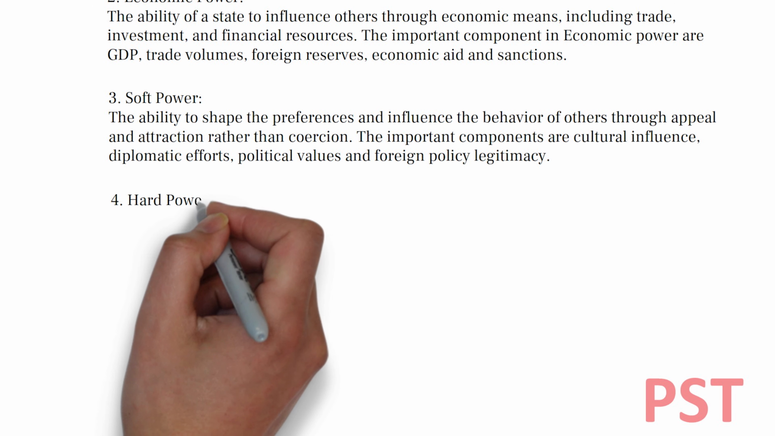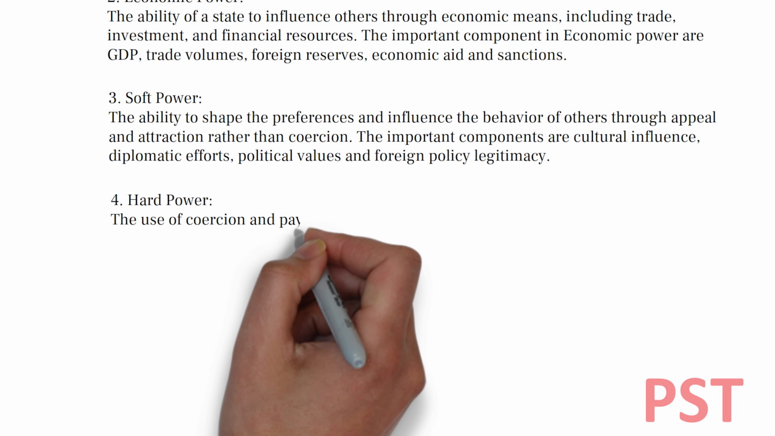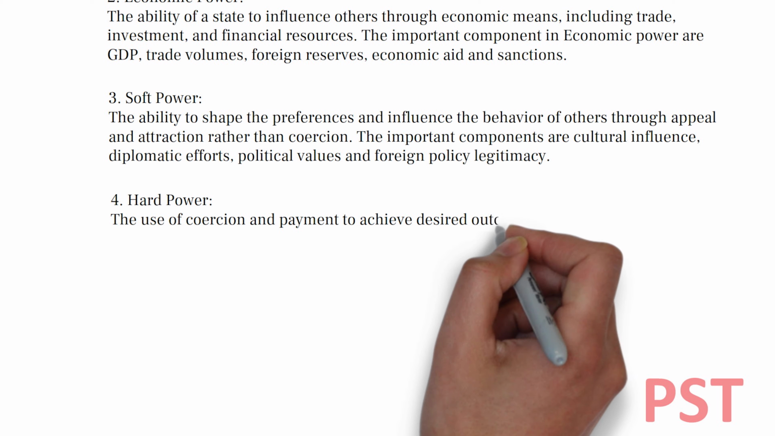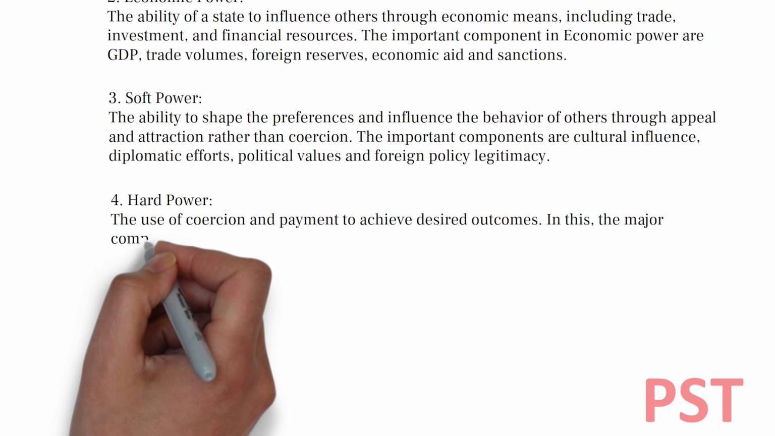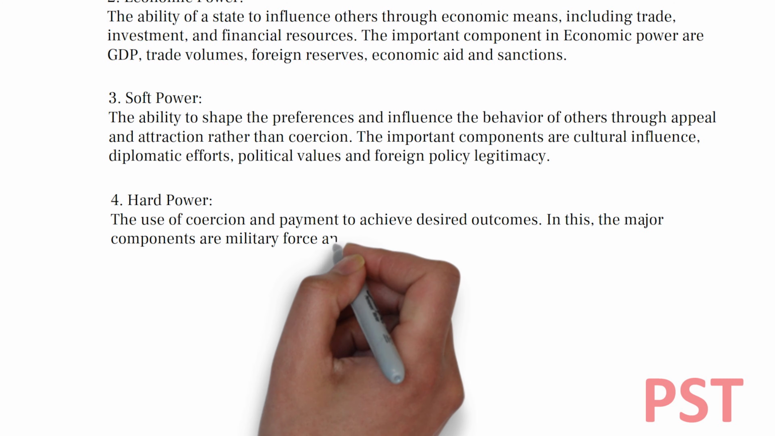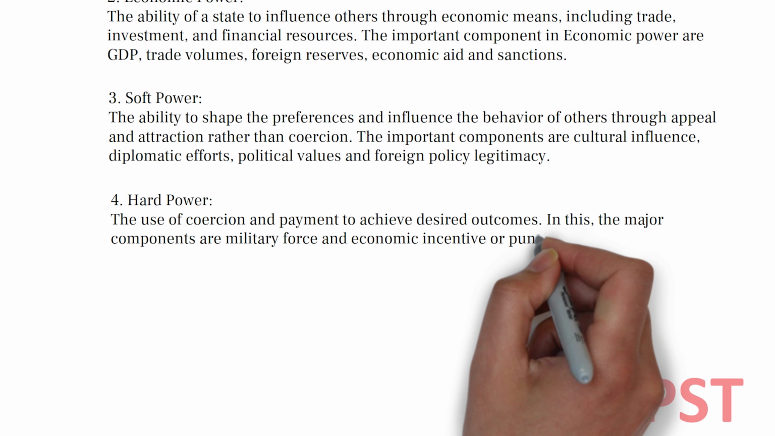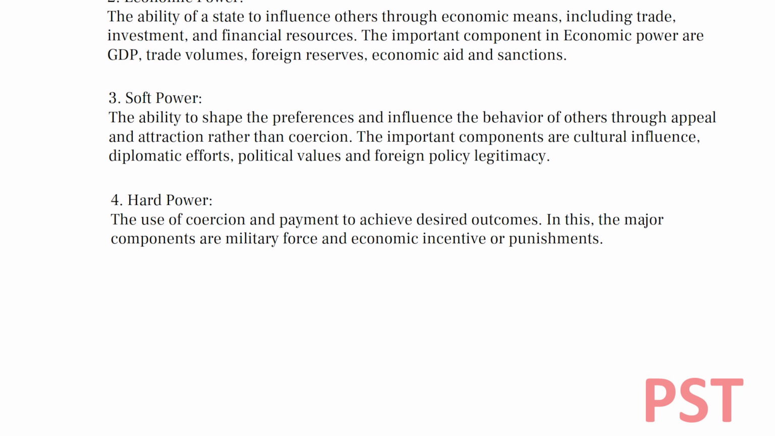Next we have hard power. Hard power means the use of coercion and payment to achieve a desired outcome. The major components are military force and economic incentives, or sometimes punishment. We have seen how countries use hard power as a very important dimension. And how do they use it? By using military force, or if not military force, then economic incentives, because these two complement each other to achieve your national interest.